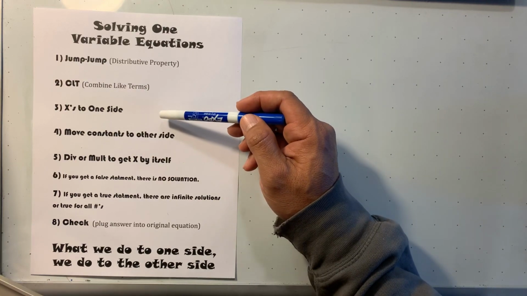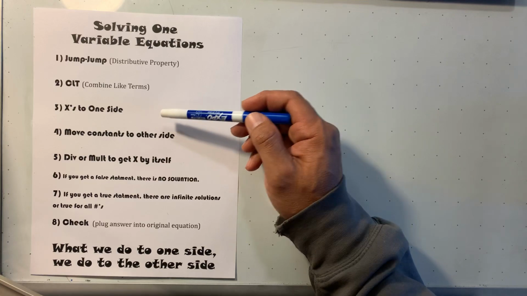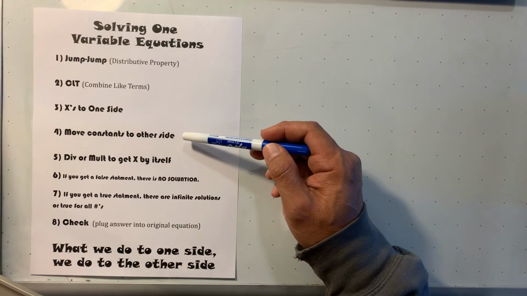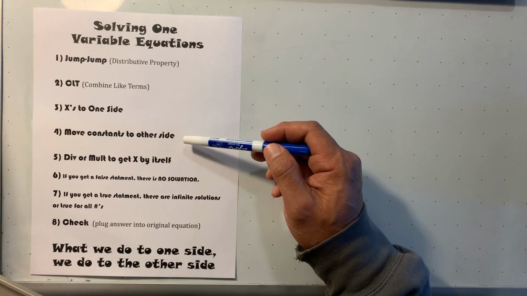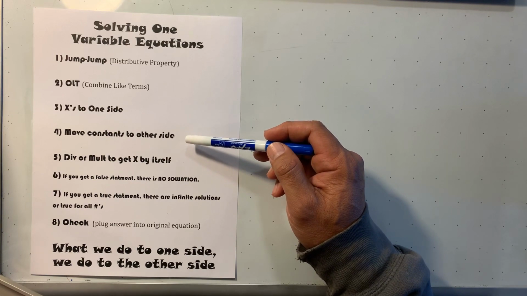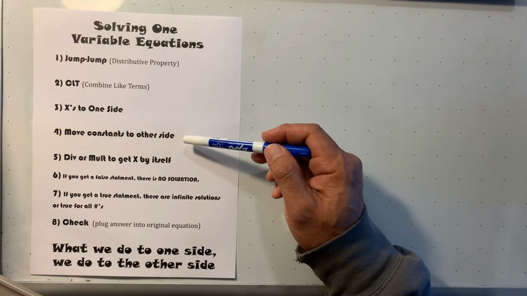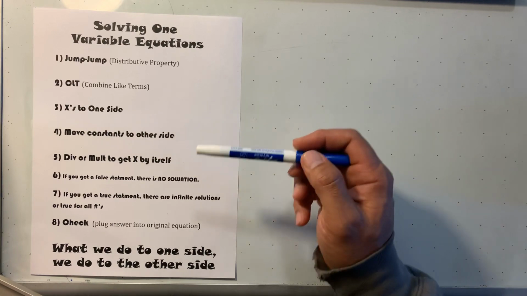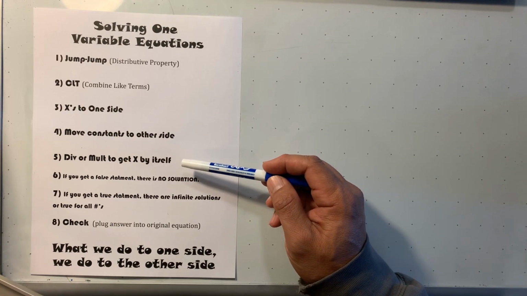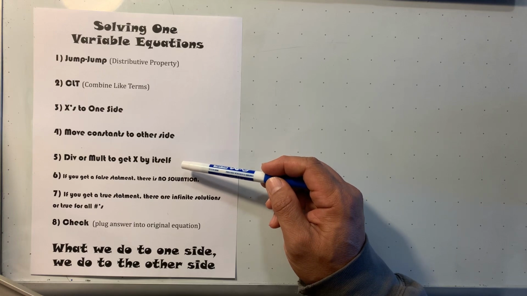And then you're going to move your x's to one side. You might be using a different variable, but I'm just going to say x's here for now. Then you're going to try and get x all by its lonesome self, so you want to move any constants that are there to the other side. You're going to do all this moving by either subtracting or adding the opposite to create a zero, which is essentially going to get rid of it on one side and move it to the other. And then you'll divide or multiply to get x all by itself.